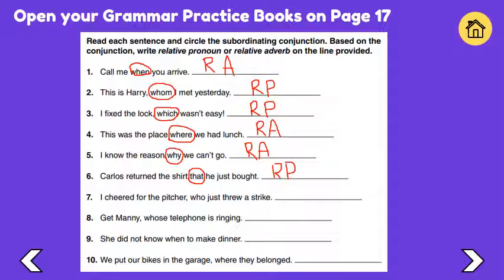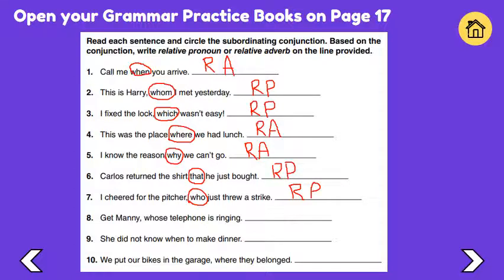When we say relative pronoun, we mean that they relate to a pronoun. Relative adverb, it relates to a verb. Okay? 7, I cheered for the pitcher who just threw a strike. Who is the subordinating conjunction, and who is a relative pronoun. Relative pronoun.